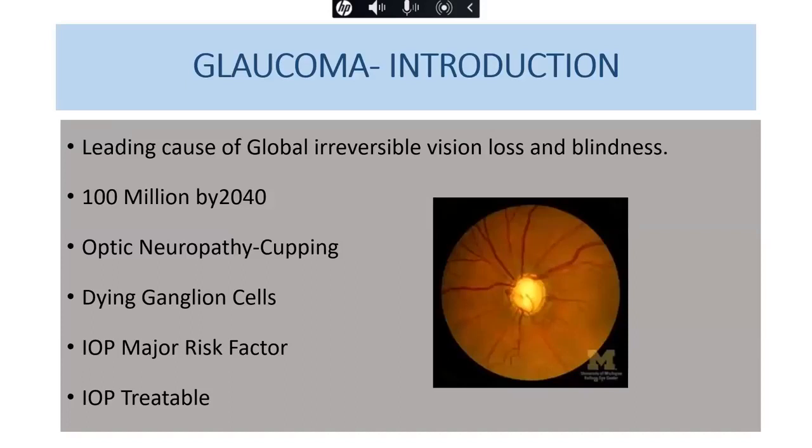We all know optic neuropathy is the characteristic feature, and there must be cupping in it, because many times we feel that there is a pale cup, and many doctors label it glaucoma and start anti-glaucoma therapy. Cupping is the must feature for glaucomatous optic atrophy. We know it's the dying ganglion cells which lead to the optic neuropathy. IOP is the major risk factor, and it's the only factor which is treatable at the moment.